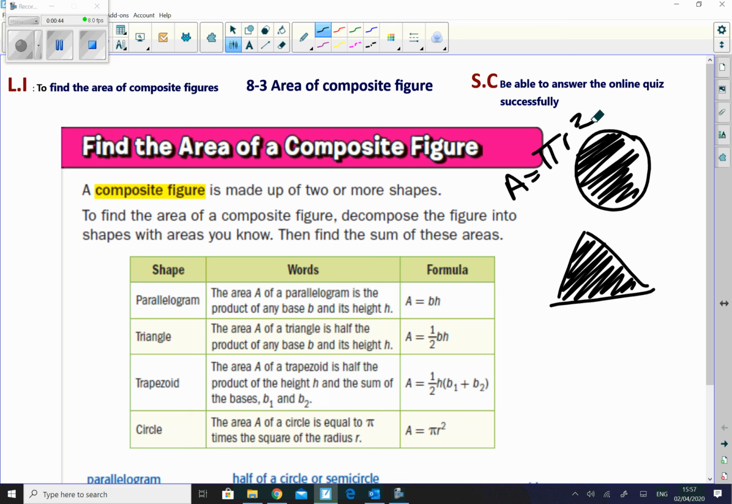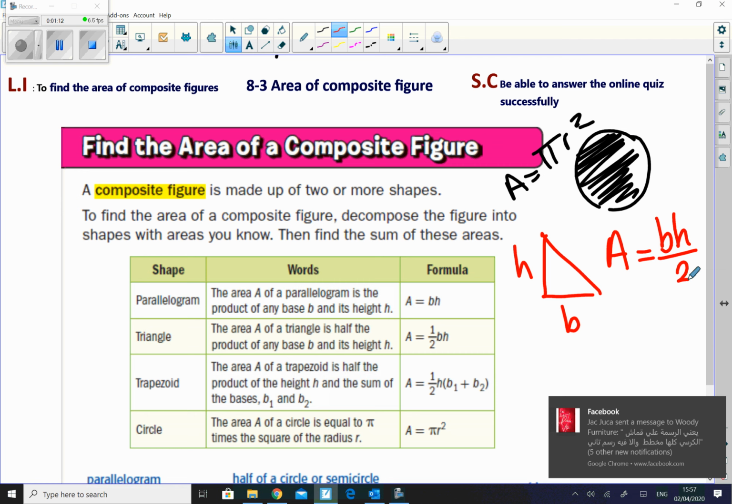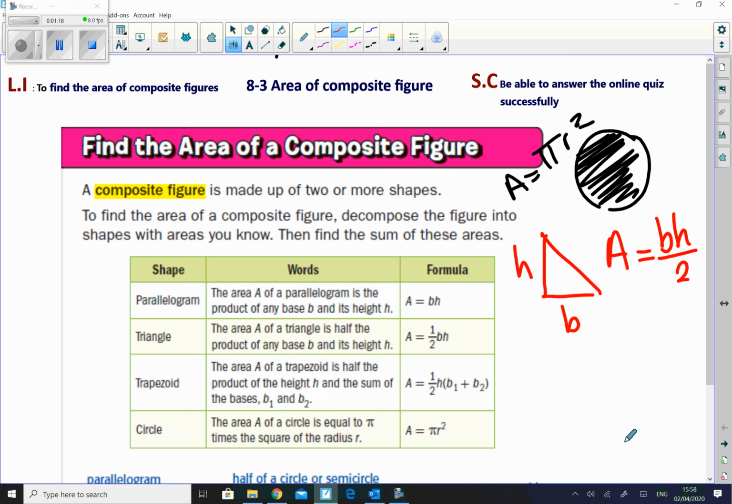So what is the area of a triangle? I will need to know some of the shapes that I will memorize the area for. So the area of any triangle will be something like this. I will draw it again here for you. For example, like this. This is called the height, and that's the base. So the area of a triangle is equal to base times height divided by 2. That's one of the areas that you need to memorize.